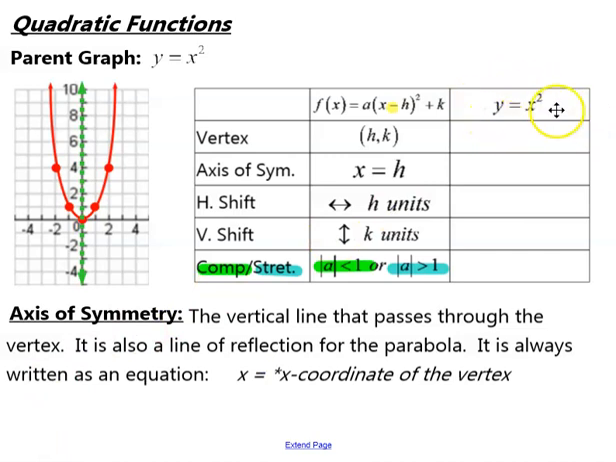So then in looking at our parent function y equals x squared, let's go ahead and fill in our chart. Your vertex is going to be at the coordinate point (0, 0). Because the x-coordinate of your vertex is 0, the axis of symmetry is x equals 0. Your horizontal shift is based on your h, so you're going to have none. And your vertical shift is also going to be none. Similarly, your stretch or compression, you have none, because we have a leading coefficient, our a is equal to 1. It's not greater or less than 1.